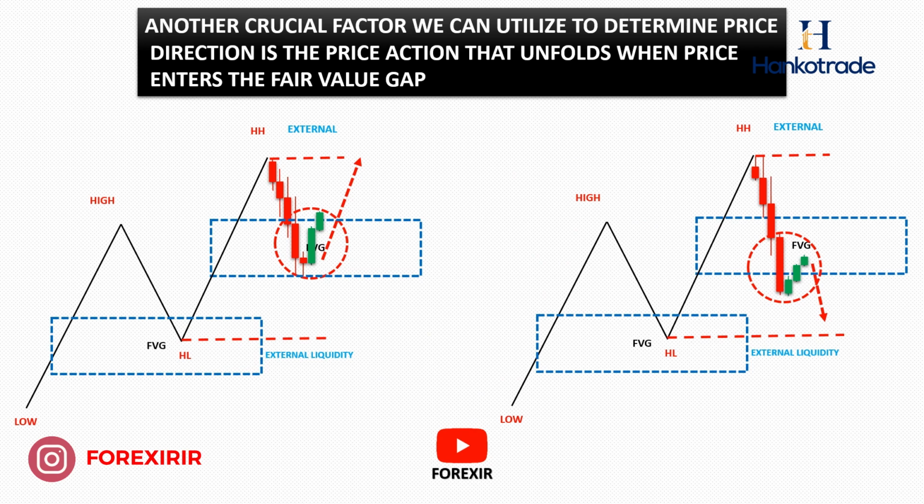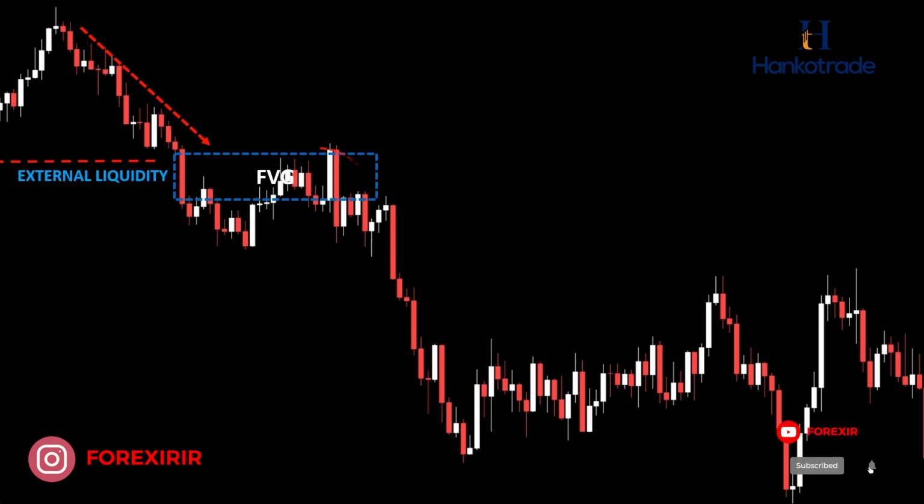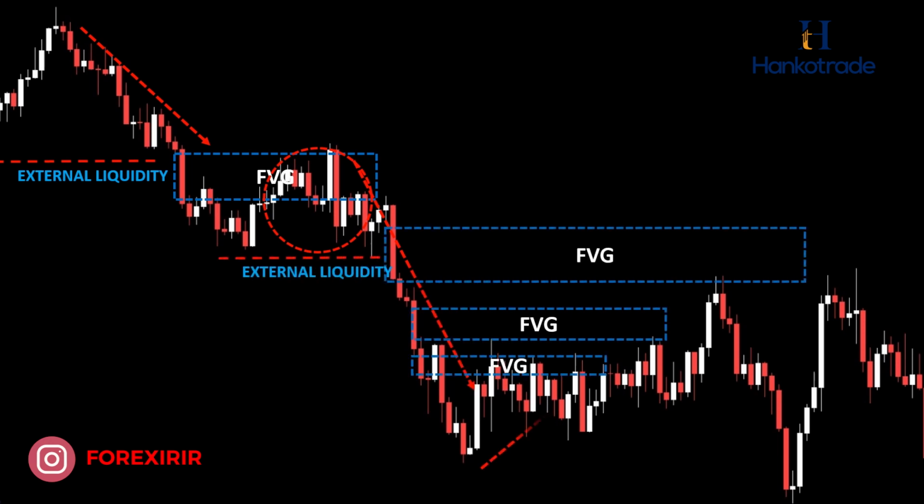Now, let's transition to a real chart and examine some examples to illustrate these concepts. On the screen, we have a daily time frame chart of the euro-dollar. Let's analyze this bullish rally wave. Initially, the price moved below the low, sweeping the external liquidity present below that level. Subsequently, the price retraced upwards towards the internal liquidity with the objective of filling the fair value gaps. Following this rebalancing, the price reversed its direction and moved downwards to sweep the external liquidity.